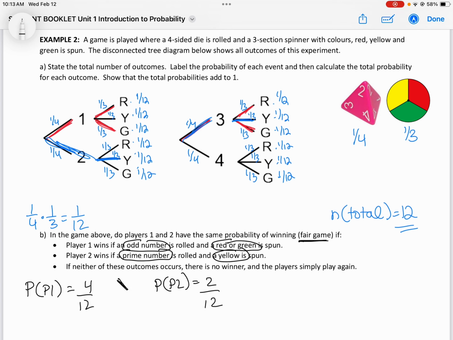And player 1 definitely has a greater probability of winning. And then the third bullet, it just says if neither of the 2 outcomes occur, then there's no winner and they just play again. So no, this is not fair. Player 1 and player 2 do not have the same probability of winning.